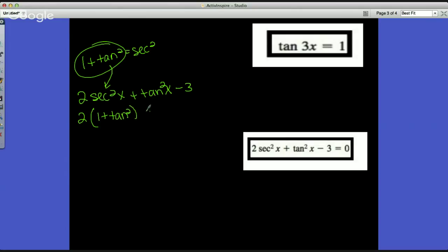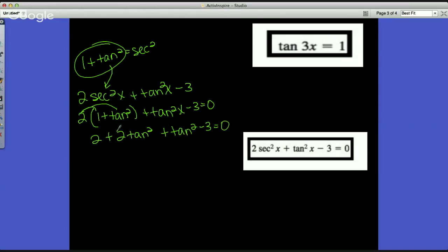You could do either or, by the way. You could isolate tangent too, as long as it's all by itself. Yep, as long as they're by itself, we're good to go. So we have 2 plus 2 tangent squared plus tangent squared minus 3 equals 0. Again, all I'm doing is isolating one of them.